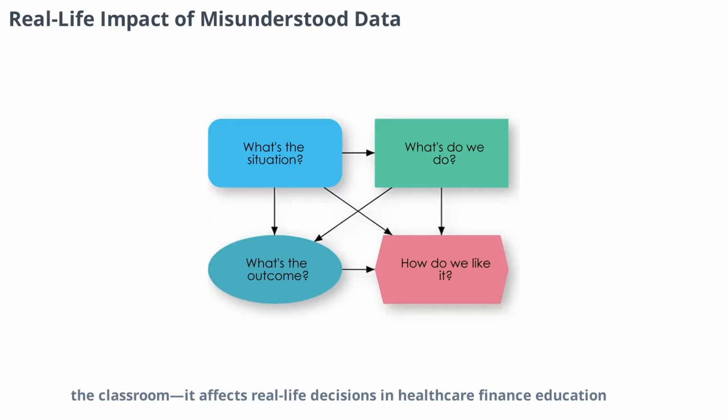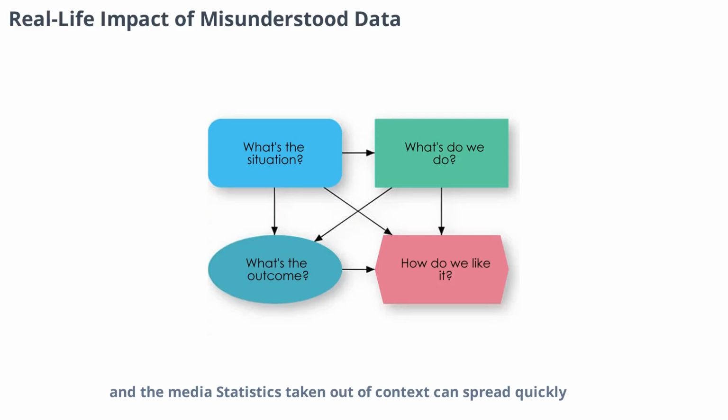Misinterpreted data doesn't just stay in the classroom. It affects real-life decisions in healthcare, finance, education, and the media. Statistics taken out of context can spread quickly, especially online, shaping opinions before people have time to question them. Health decisions can be distorted, financial choices may become risky, and media statistics can spread misinformation. In today's fast-paced world, speed often replaces careful evaluation, making it even more important to slow down and think critically about the data we see. The consequences of misunderstanding data are real and far-reaching.